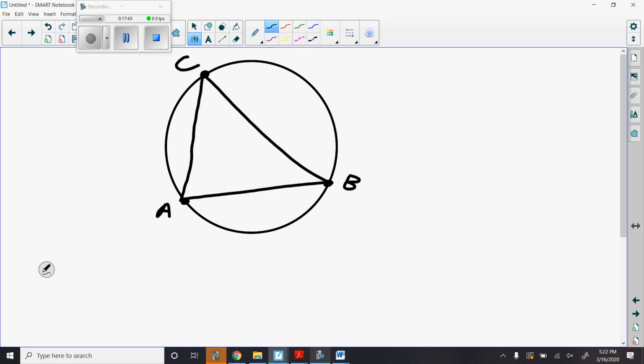Here we have an inscribed triangle that has 3 inscribed angles. So here's what I'm going to tell you. This angle right here is 80 degrees. And I'm going to tell you that this angle right here is, let's say, 70 degrees. My question then is, find the measure of minor arc, right? The bend of minor arc AB.